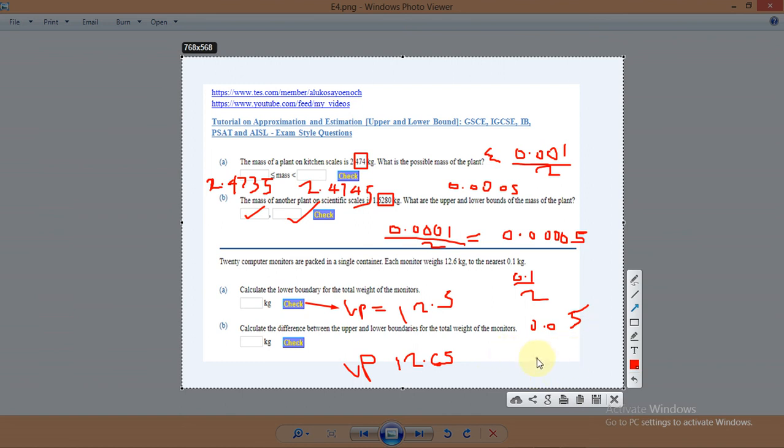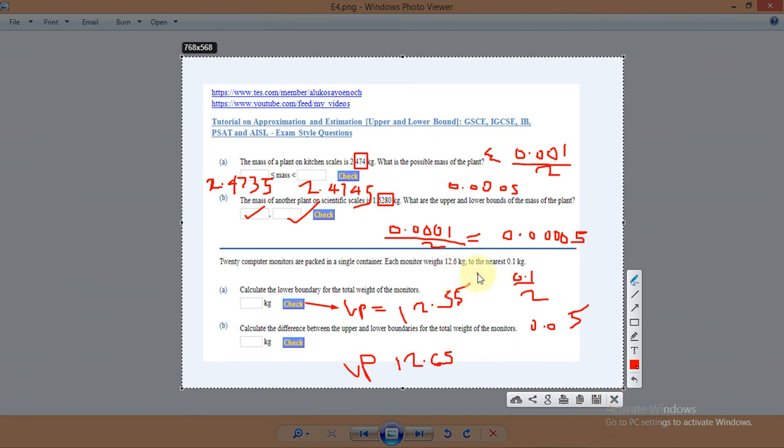Huh? What am I doing, guy? 12.6 plus 0.05. Why did I write this here? 12.6 minus 0.05, 12.55. I don't know why I did that, guys. Okay, 12.55 anyway. So just do 12.6 minus 0.05. You have that, and you have this. So calculate the difference. Just take away 12.65 minus 12.55, then that will give you the difference.